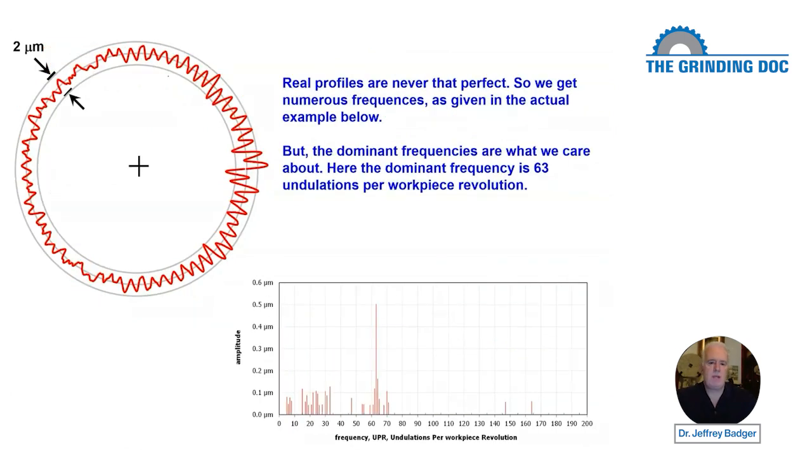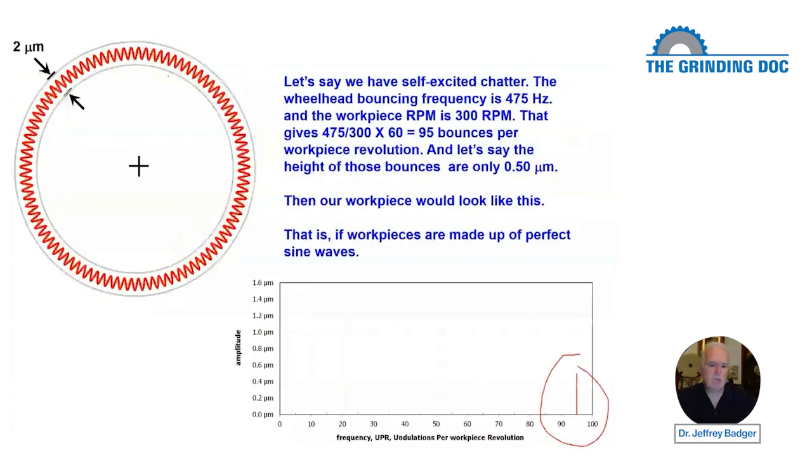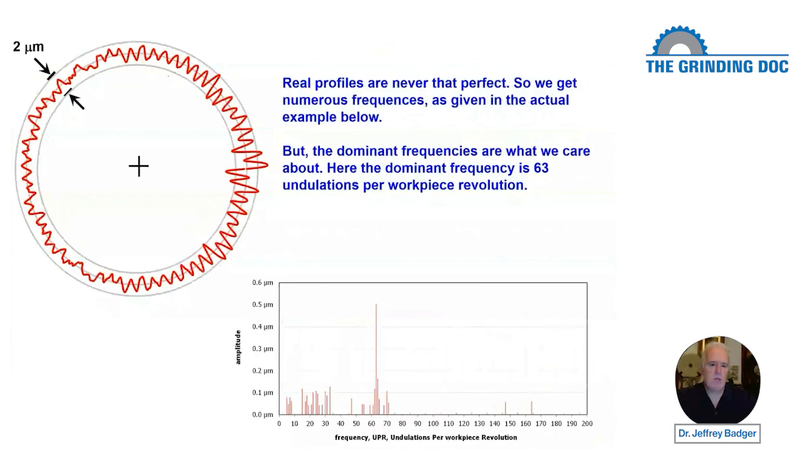Okay, now let's make it even messier. This is a real life one, I believe. The ones up here I just made up for my explanation purposes, but this one here is a real one. So right here we see some kind of pattern that's pretty strong that's repeating itself. Boom, boom, boom, boom, boom. I'm guessing that lies around 60 to 70. So let's say 63 undulations per rev is the dominant one.